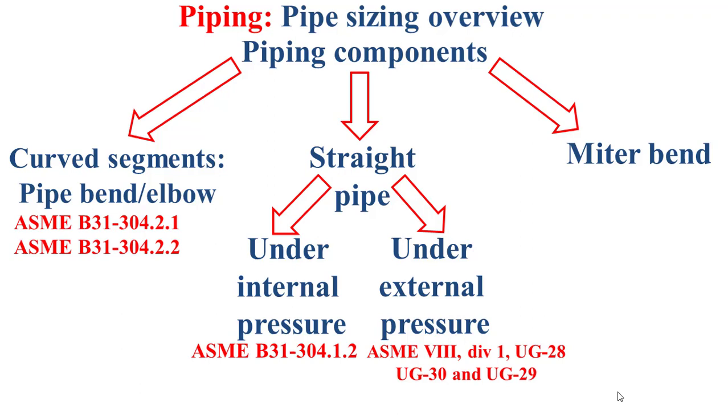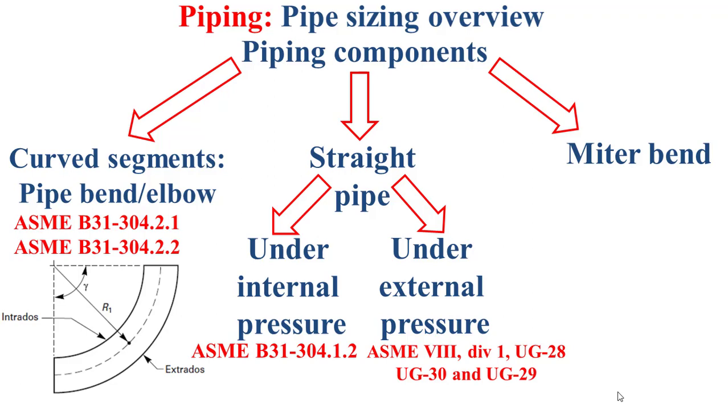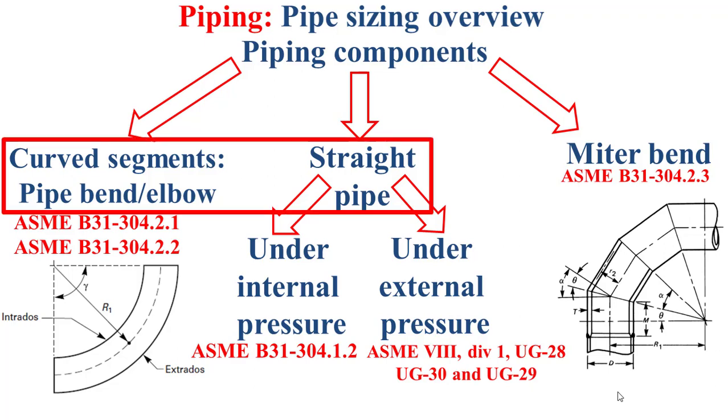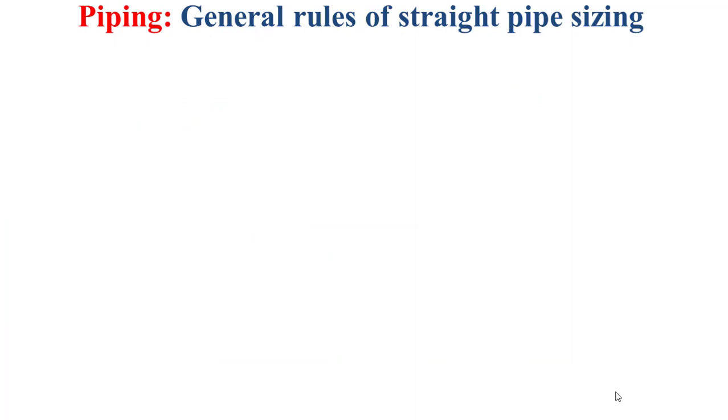For the case of curved segments, pipe bends and elbows, the sizing will be based on the ASME B31.3, 304.2.1 and .2, based on the model that you see now on the left of this slide. And for the miter bend, the sizing will be based on the ASME B31.3, 304.2.3, based on the model that you see now on the right of this slide. In this educational video, we will handle the sizing of straight pipe and of curved segments of pipe. Now I will explain the general rules for the sizing of straight pipe.